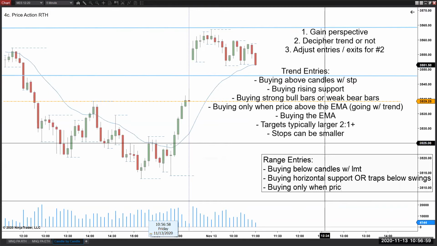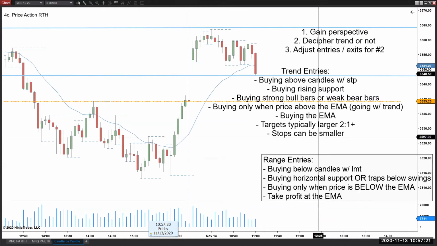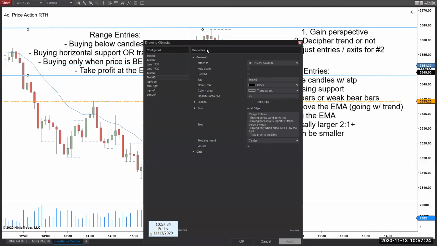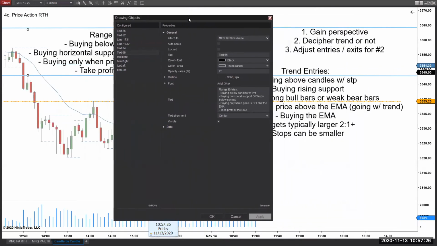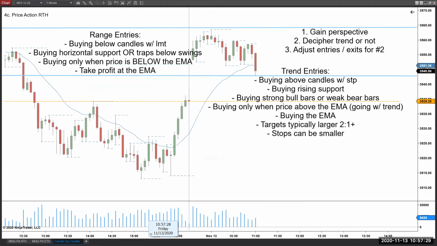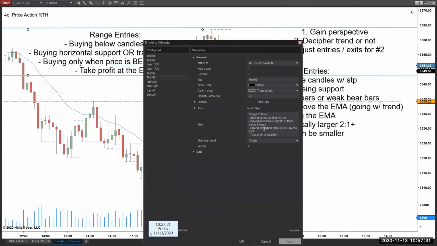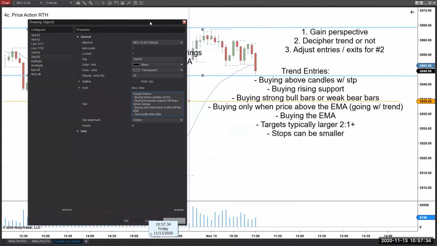Buying only when price is below the EMA, or selling when price is above, because it's a moving average. It draws price back to it, right? That's what it does. What are some other things? We don't want to buy the EMA. We want to take profit at the EMA. These are all giving us different clues, different indications.